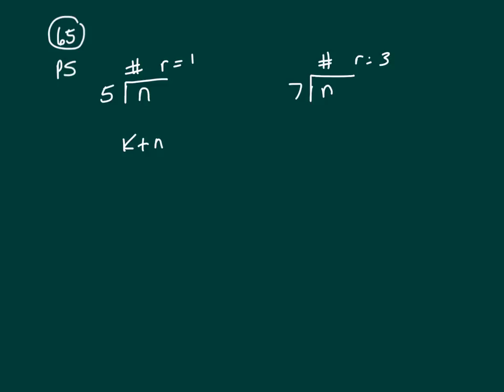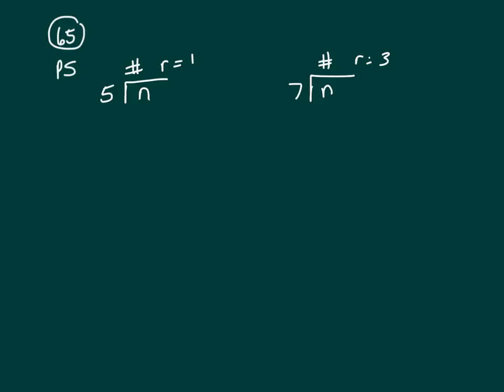Okay, so we need to figure out what we need to add to n such that k plus n is a multiple of 35. All right, well, let's think about this. Let me erase that k plus n. That's kind of in my way.